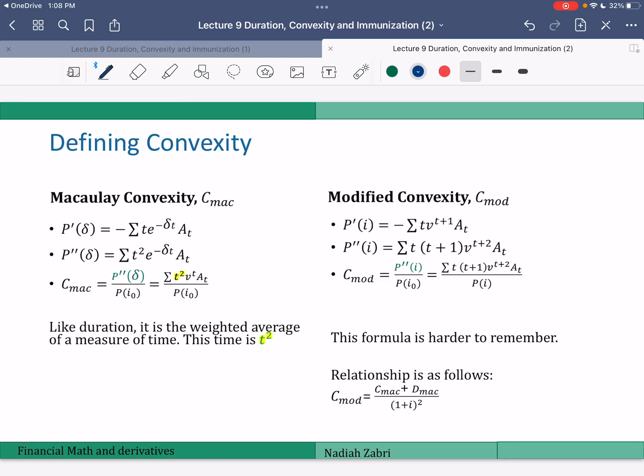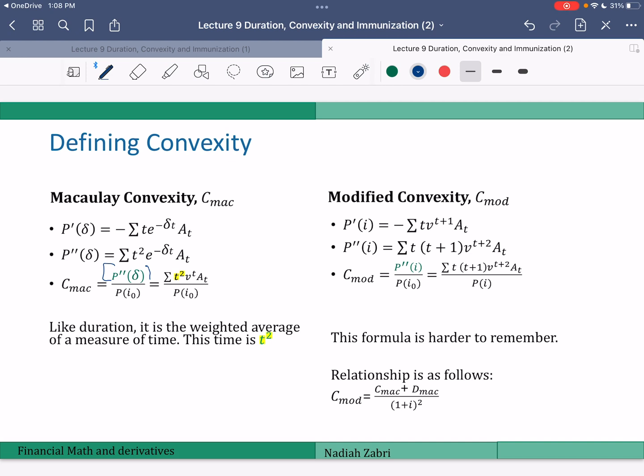So what is convexity? Instead of the first derivative in the numerator, we now have the second derivative. So instead of being a measure of slope, it's now measuring the change of slope, or the curvature. Positive curvature means the curve is curving up like a smile, and negative curvature means the curve is curving down like a frown at the point that we are evaluating, which is the i0.